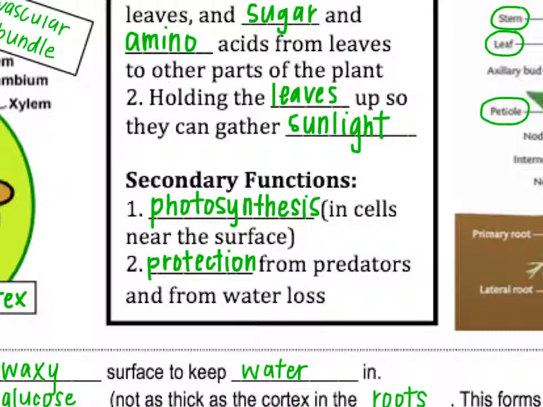Secondary functions for the stems are to perform photosynthesis, and this doesn't happen much in the stem, that's why it's a secondary function, but sometimes near the surface of the stem there will be some photosynthesis going on, especially in desert plants. And it's also important for protection from predators and water loss. So if it's a type of plant that has thorns, that's the job of the stem to protect the plant.